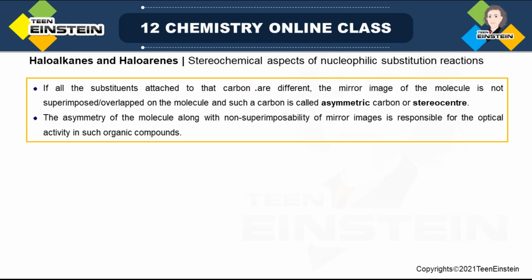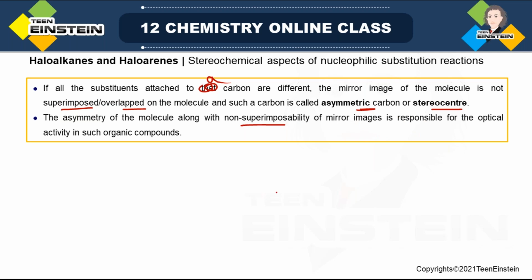If all the substituents attached to that carbon, that is to any carbon actually, are different, the mirror image of the molecule is not superimposed or overlapped completely on the molecule. In that case, you can call the carbon an asymmetric carbon or stereocenter. Now, the asymmetry of the molecule, along with the non-superimposability property of the mirror image, is responsible for the optical activity in such organic compounds.